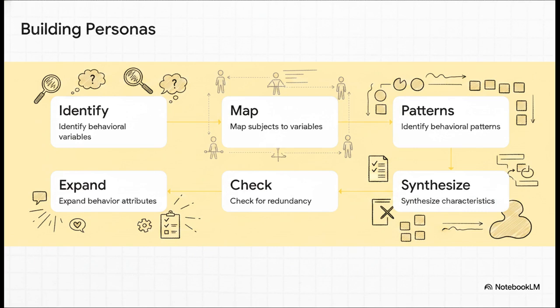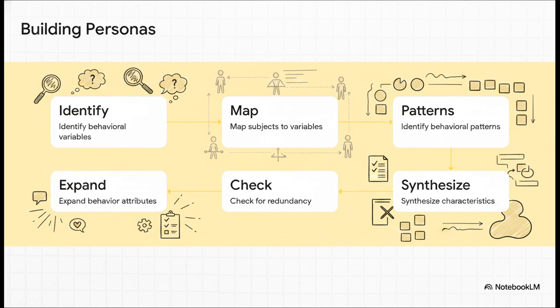And here is the exact step-by-step sequence you need to construct a persona. First, you identify behavioral variables from your research. Second, map your interviewees to those variables. Third, spot the patterns. So whether you are designing a fitness app, a ticket vending machine, or software for dyslexic users, you synthesize those unique patterns into specific characteristics.